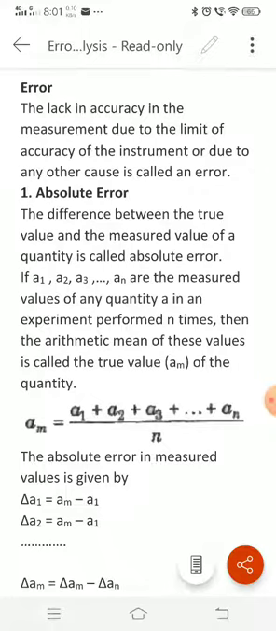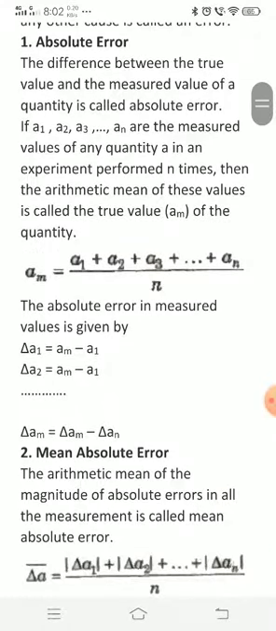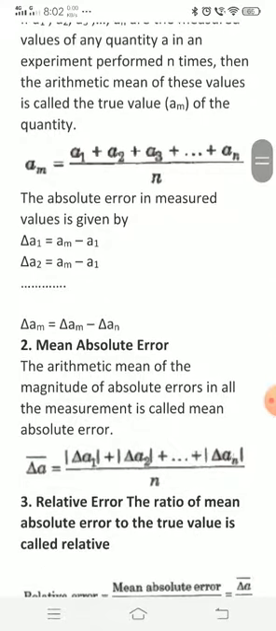The difference between the two values, I am saying the difference between the two values, is called absolute error. Suppose we are taking many observations of some measurement and the measured values are found to be A1, A2, A3 and so on up to An. Then the mean of all the values is called the mean measured value. The difference between the two values is taken, which gives the absolute error.